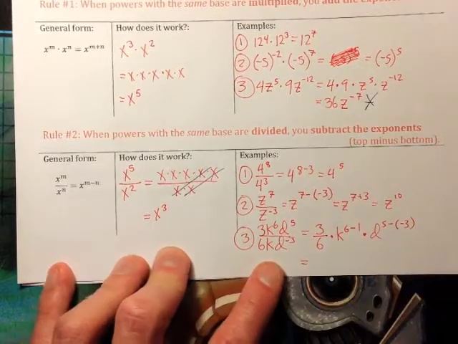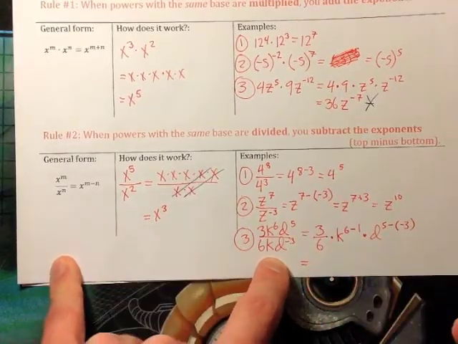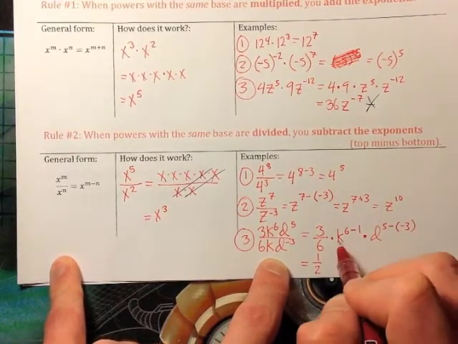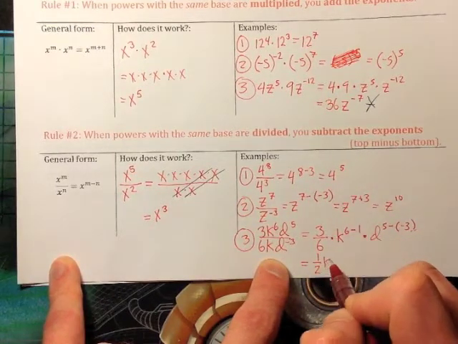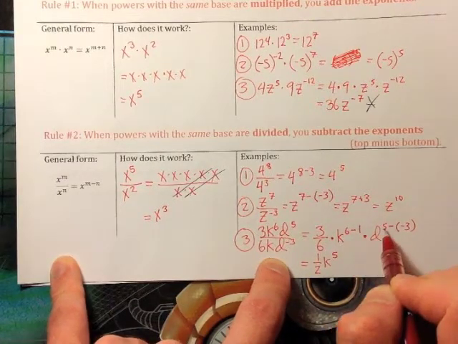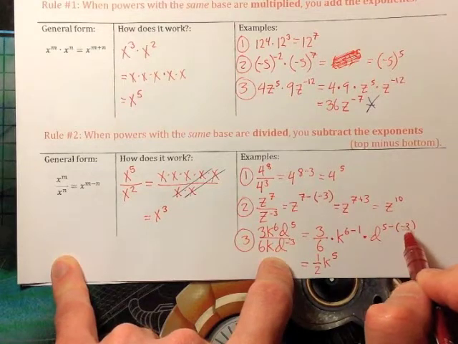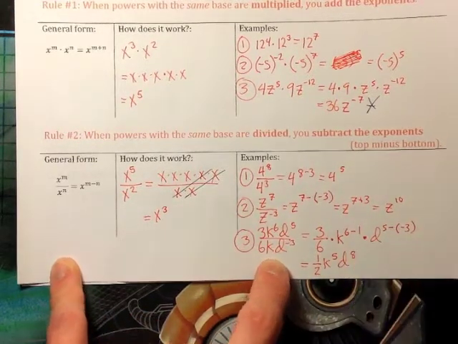Okay, one last step here. 3 divided by 6, we can write that as a simpler fraction. That's just 1 over 2 times k to the 6 minus 1, which is the 5th power, times d to the 5 minus a negative 3, which is the same thing as 5 plus 3, which is 8. So d to the 8th power.